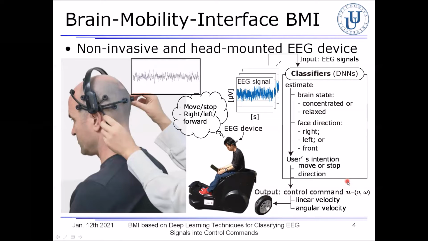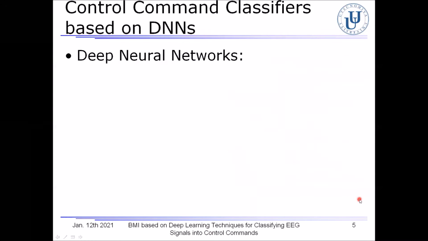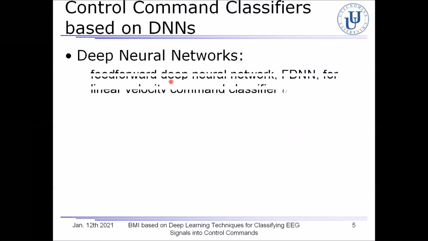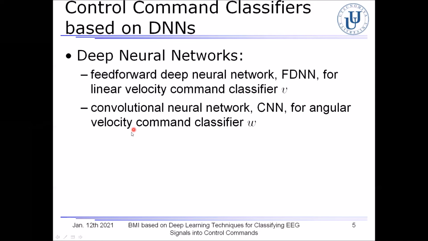Each of the control commands is composed of linear velocity v and angular velocity omega. In order to correctly classify weak and noisy EEG signals into control commands, we use the following two deep neural networks. The first one is feed-forward deep neural network, which is FDNN, used as a linear velocity command classifier. And the second one is convolutional neural network, CNN, which is used as an angular velocity command classifier.